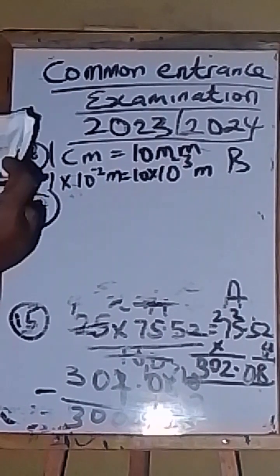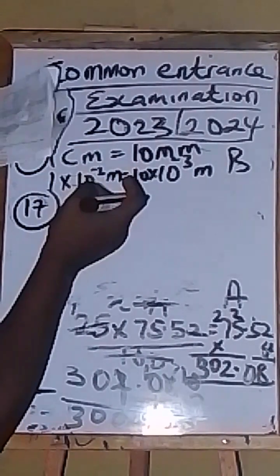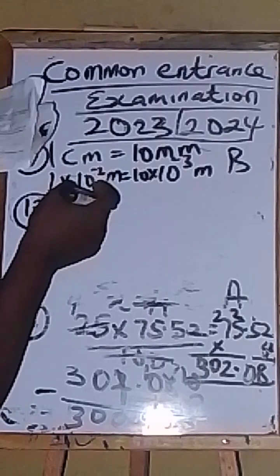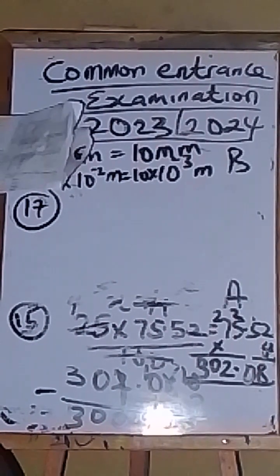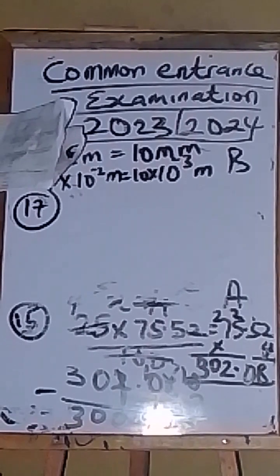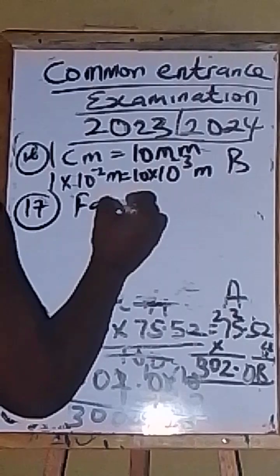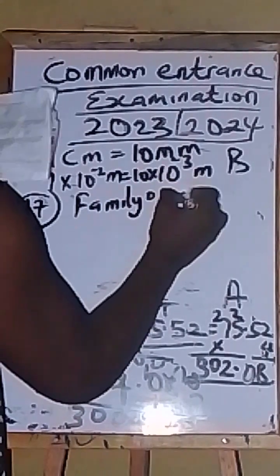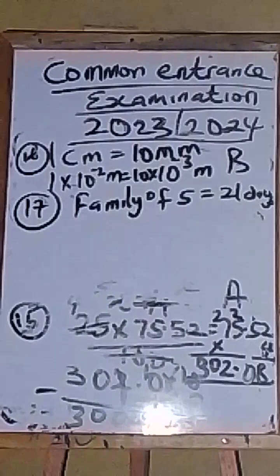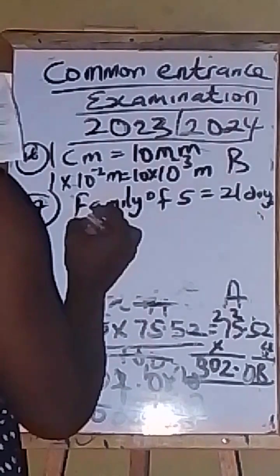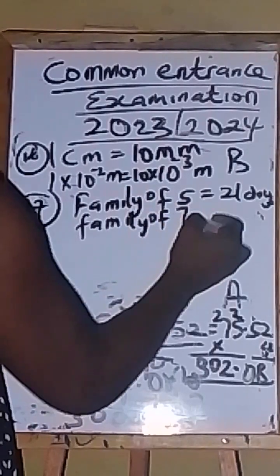A quantity of food will last a family of 5 for 21 days. How long will the same quantity last a family of 7 at the same rate?